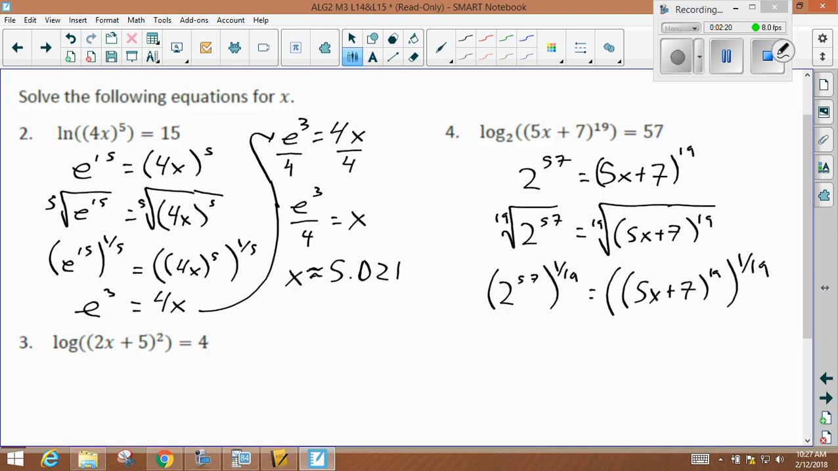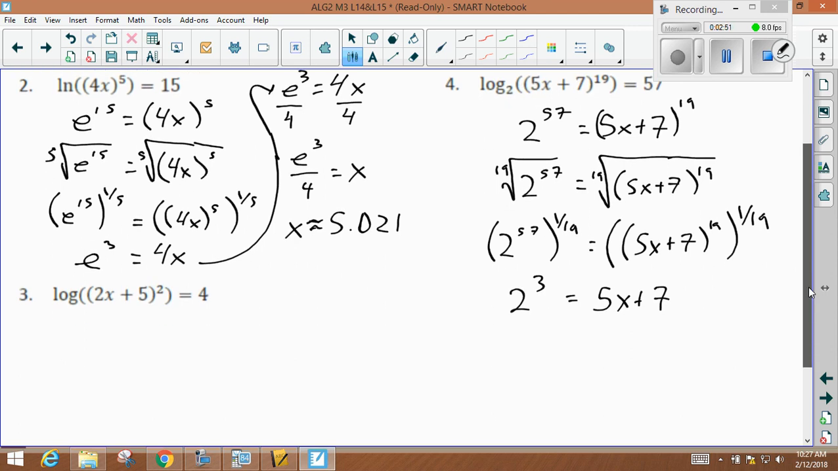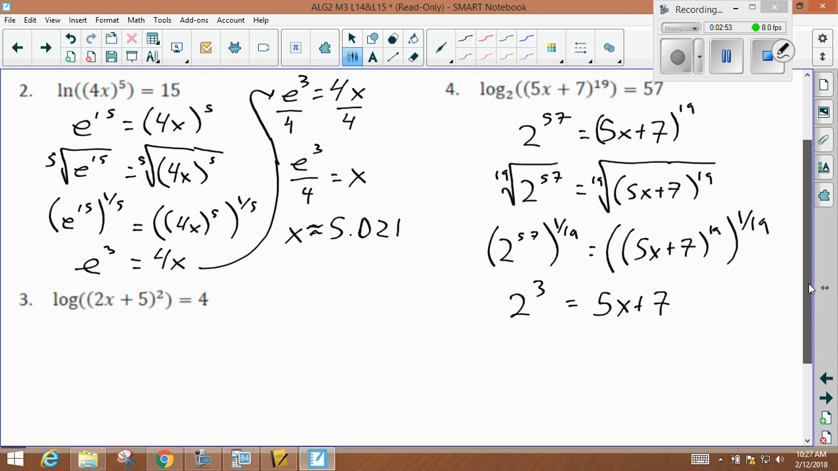57 times 1/19 is the same thing as dividing 57 by 19. So that turns out to be 3. So that's 2 to the 3rd power. 19 divided by 19 is 1. So I was able to break that out of its parentheses. That is awesome. I broke that thing out like El Chapo. See, Sam?